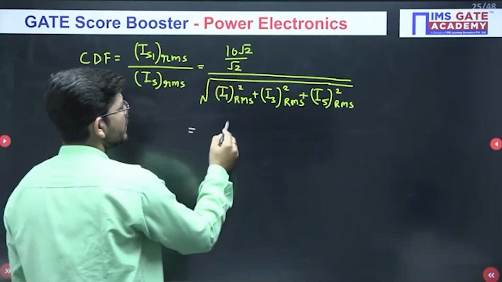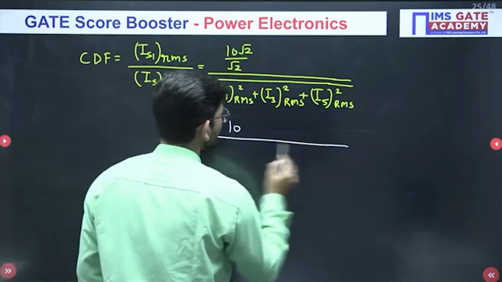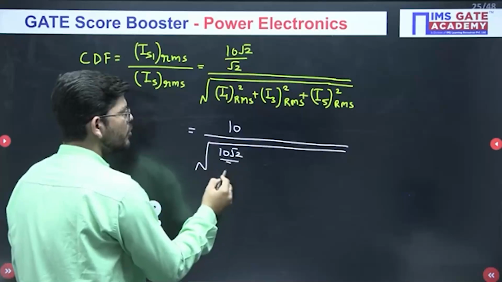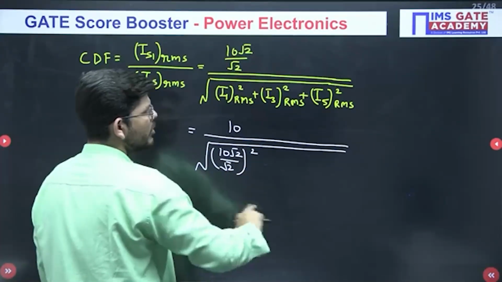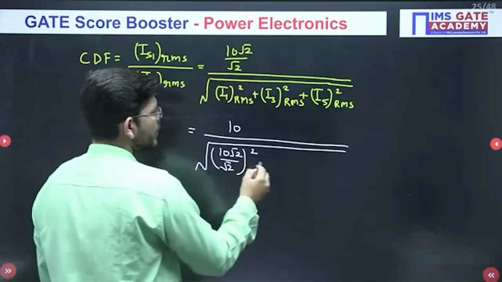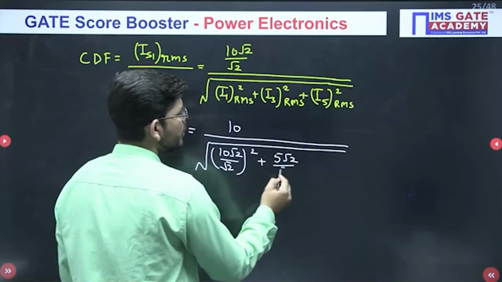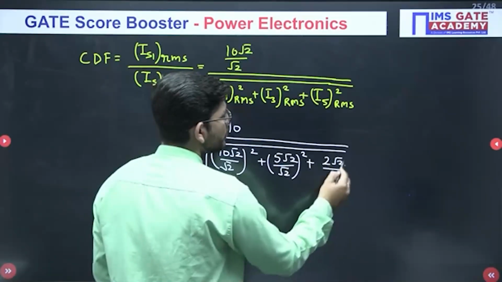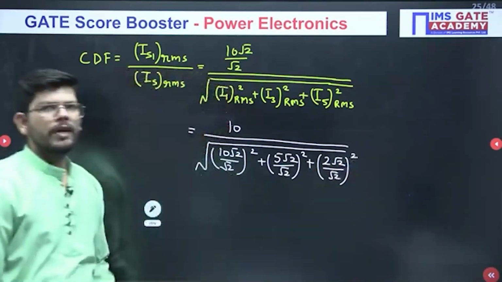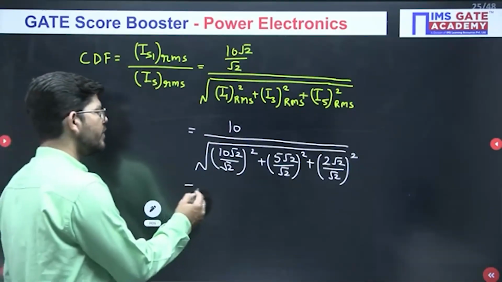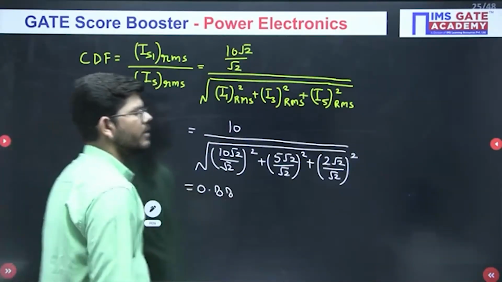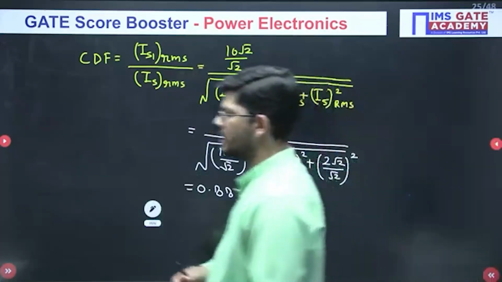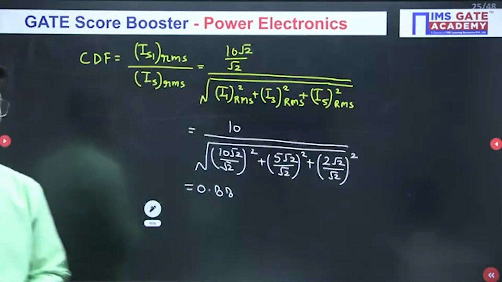So what will be the answer right now? We will get 10 from above. Then fundamental RMS will be 10 root 2 upon root 2, squared. Then what are the other components? 5 root 2 and 2 root 2. So 5 root 2 upon root 2, squared, then 2 root 2 upon root 2, squared. So you have to put the values in this, and when you solve it, finally you will get 0.88. So this is how you will calculate the current distortion factor.